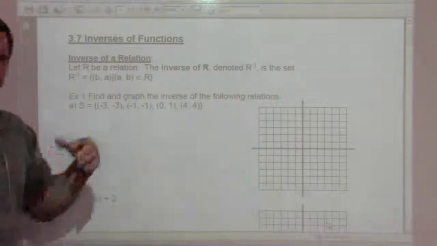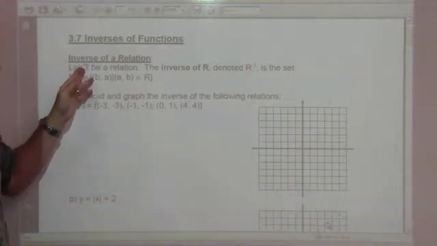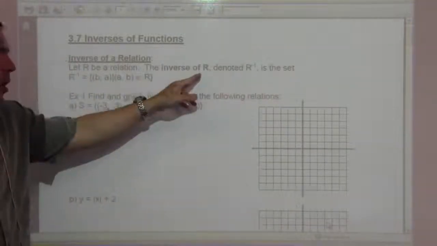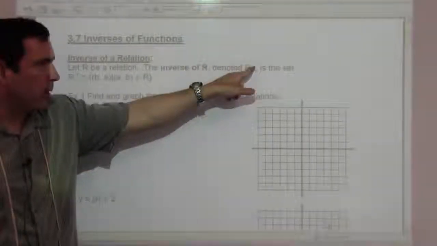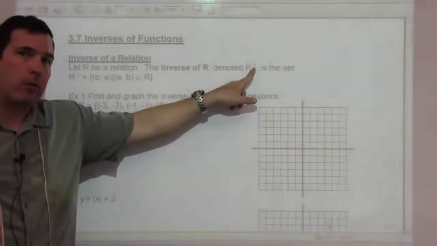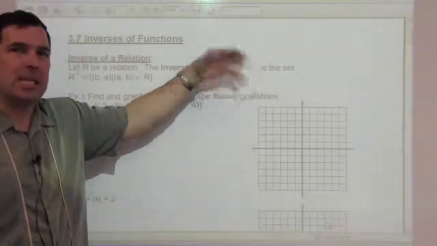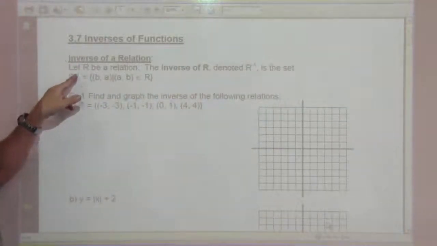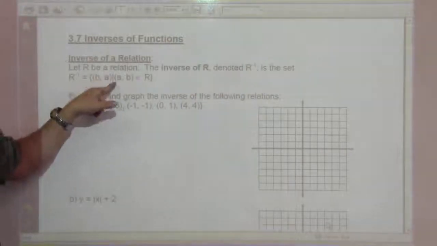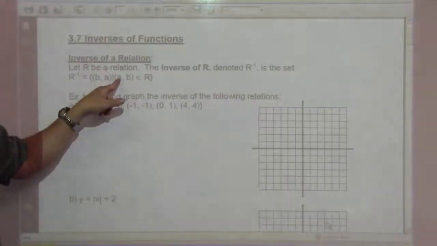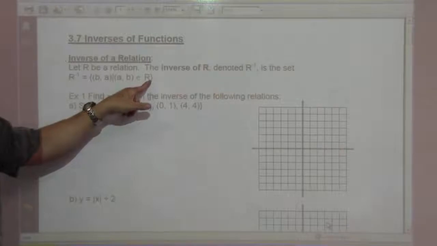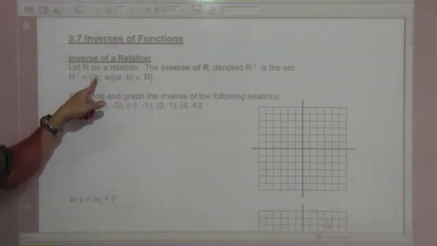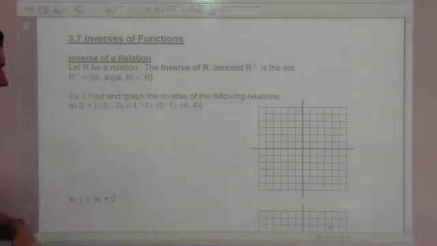Inverse of a relation, we'll talk about that first. Let R be a relation. The inverse of R, which we note as R with a little -1 up here, does not mean 1 over R. It means the inverse. It undoes what the relation did. It's a set, R inverse goes from B to A, where A sent you to B in the relation. So in the inverse function, B will send you to A. It goes the reverse process.